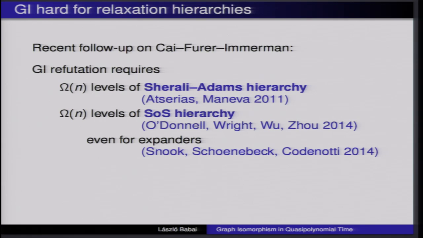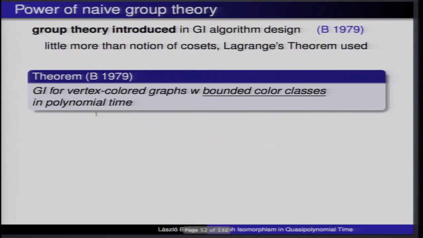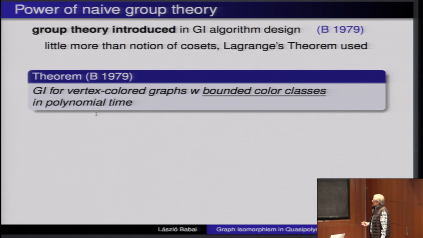So it seems that there are now hardness results about graph isomorphism, that in certain models, graph isomorphism is provably hard. Now, group theory was introduced into the design of graph isomorphism algorithms in my paper from 1979. But in that paper, little more than the notion of cosets was used. So the notion of groups played a role. Cosets, you need to have groups for that. And Lagrange's theorem, and really essentially nothing else.